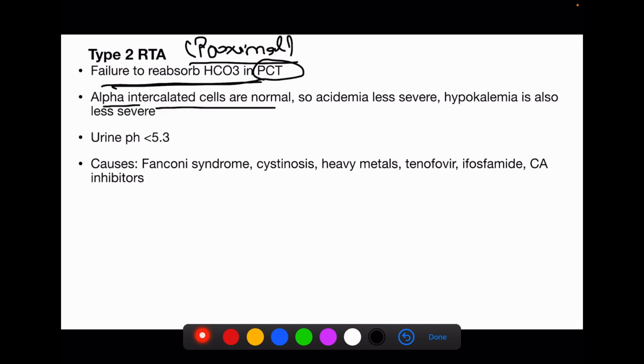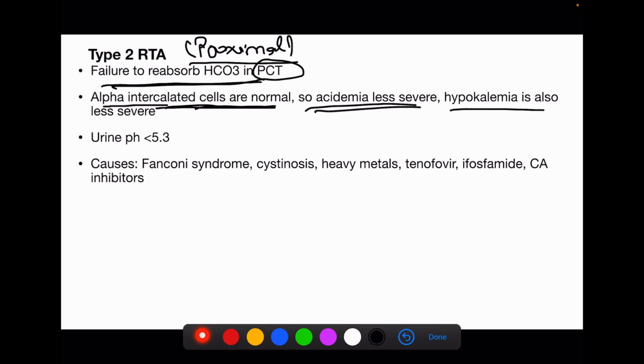The alpha intercalated cells of the DCT are normal. So, as I told before, the main mechanism for renal acid handling is through H plus secretion in the distal convoluted tubule. And since this mechanism is normal, the acidemia you see in proximal RTA will be less severe.